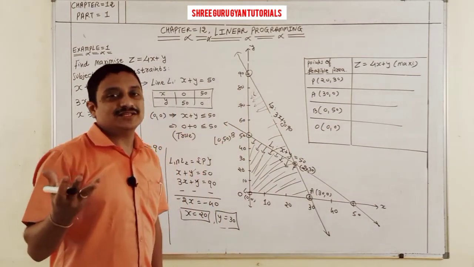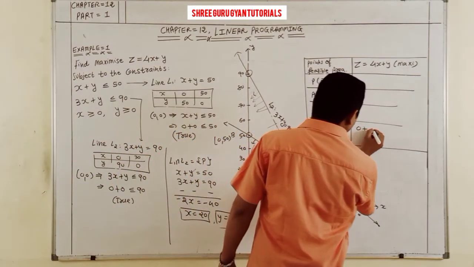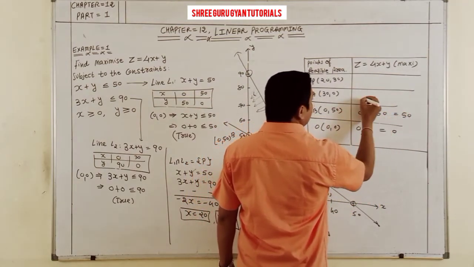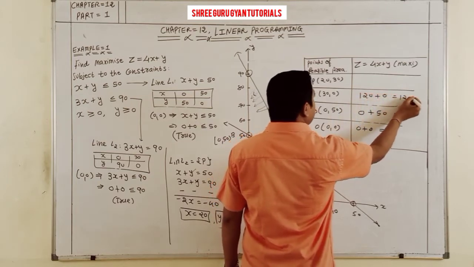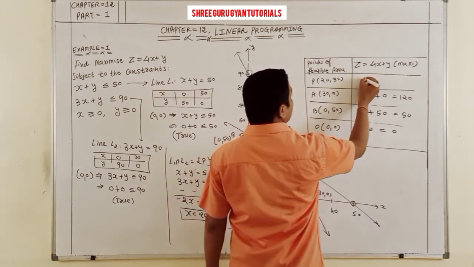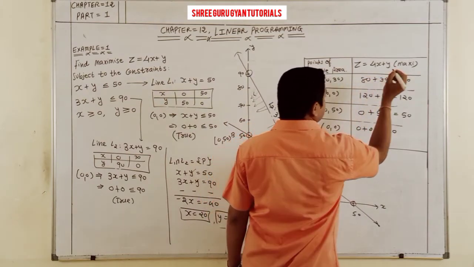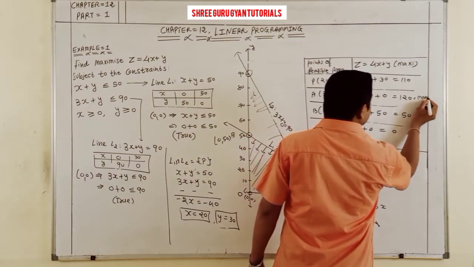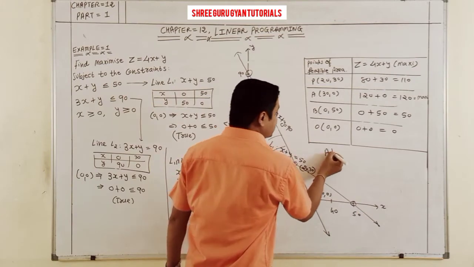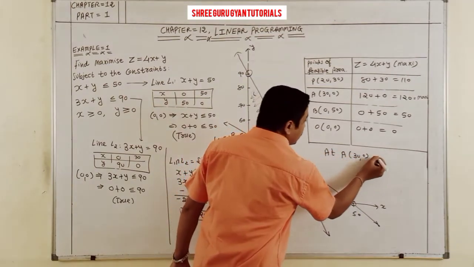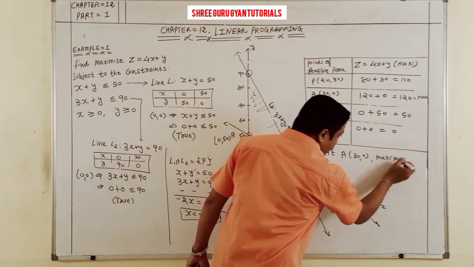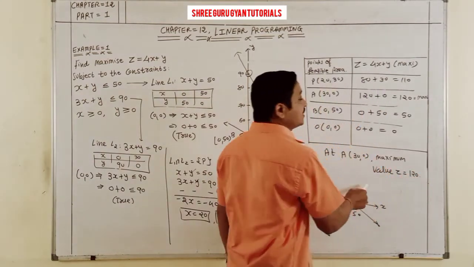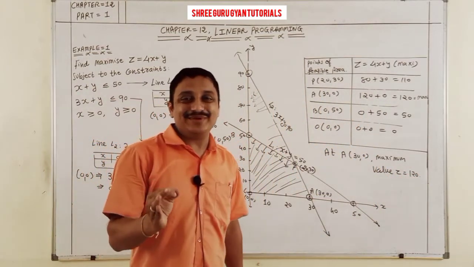Now simply apply these points. At O, z is 0. At B (0, 50), z is 50. At A (30, 0), z is 4 × 30 = 120. At P (20, 30), it is 4 × 20 + 30 = 110, and the target is to achieve the maximum. That's your maximum, students. So at the end of this sum, at point A (30, 0) the maximum value of z is 120. First example done.